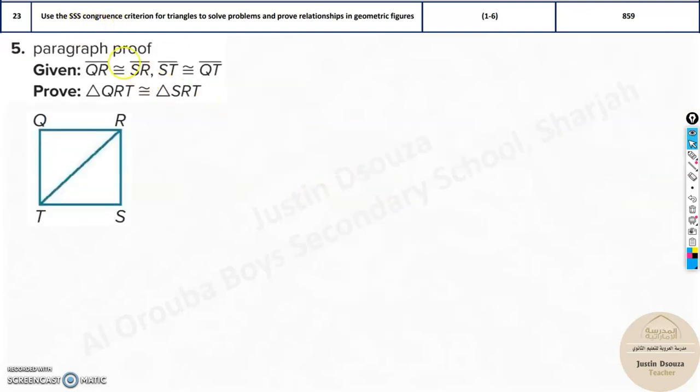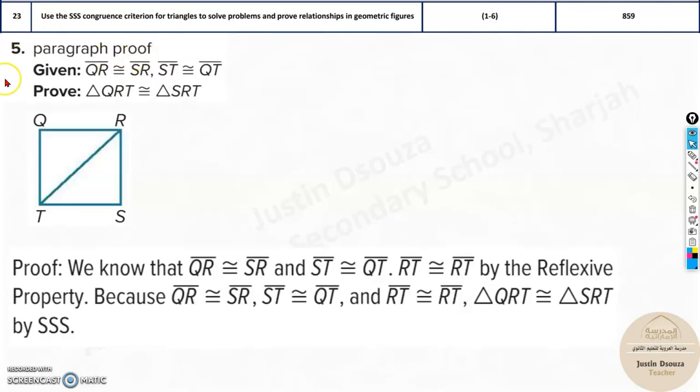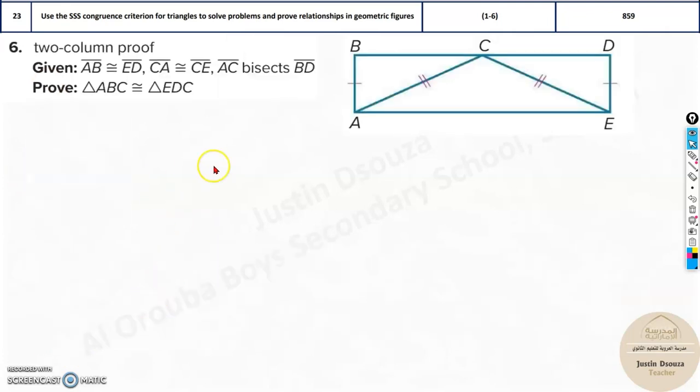Now here as well, they have given R, Q, R, S, T, everything is given. Only the middle line is not given, but you know that TR must be equal to TR, or RT, because of the reflexive property. It's the same line for both the triangles. Therefore, we can prove it by the SSS postulate.